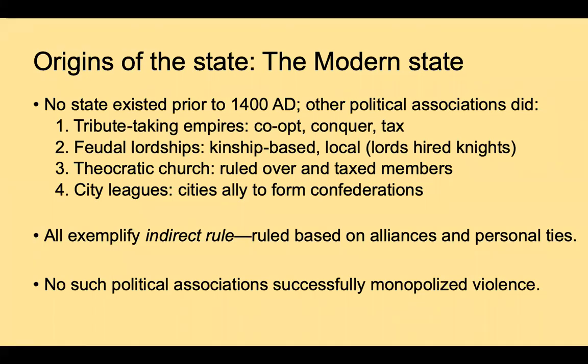What all of these had in common is that they exemplified what we call indirect rule. These were associations based on alliances and personal ties. The rule was not direct, it was indirect. And this indirect rule stood in stark contrast to what we think about in terms of the state today. And so this is why we don't think of these early associations in terms of states. We think of them as other things.